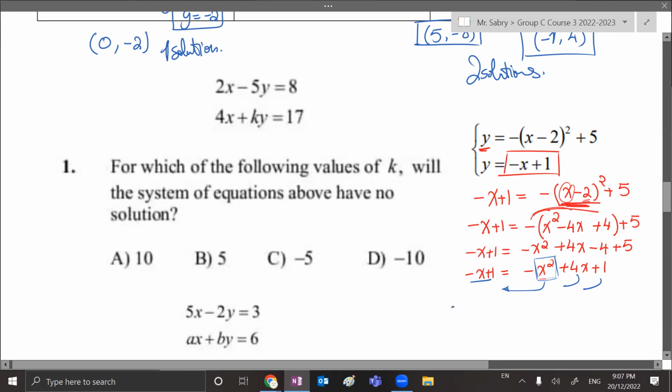بلاش ادي نيجاتيف اكس بلس 1 اهي وراحت معاها بلس x power 2 minus 4x minus 1 equals 0. Is this okay? ماشي. جمعي بقى الحاجات اللي زي بعض مع بعض. negative x and negative 4x, so negative 5x. عندي 1 وماينس 1 هيشيلوا بعض، والاكس باور 2 تنزل زي ما هي.